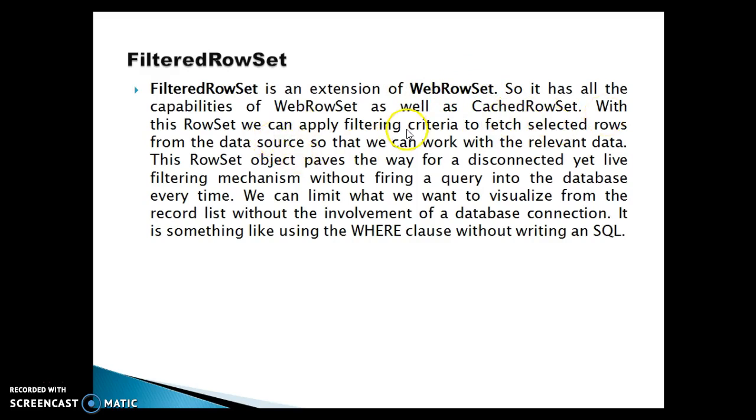With this row set, we can apply filtering criteria to fetch selected rows from the data source so that we can work with the relevant data. This row set object paves the way for a disconnected yet effective filtering mechanism without firing a query into the database. So basically you fetch the records from the database, add some criteria, and based on the criteria you can filter the records, right? We can limit what we want to visualize from the record list without the involvement of a database connection. It is something like using a where clause without writing a SQL query, so you can apply some kind of predicate to add a where clause.